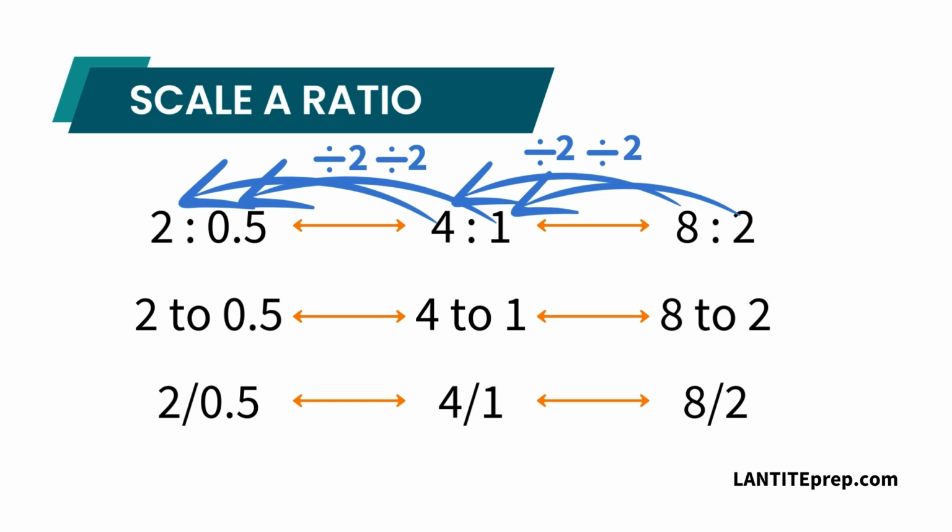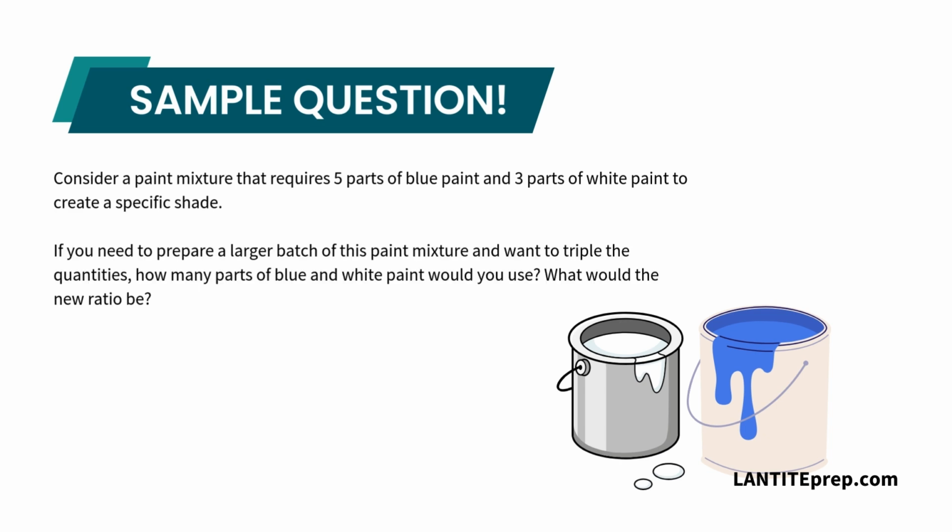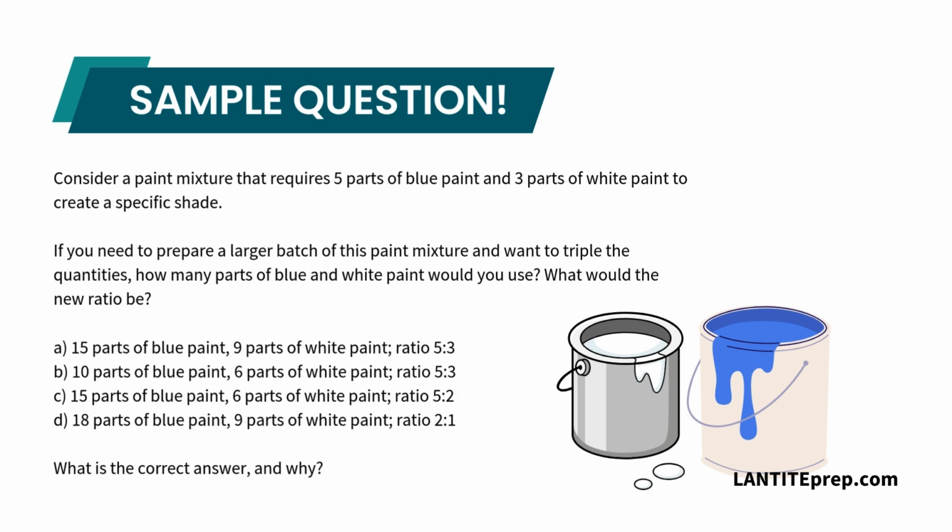In order to check our understanding, let's move to a sample question. Consider a paint mixture that requires 5 parts of blue paint and 3 parts of white paint to create a specific shade. If you need to prepare a larger batch of this paint mixture and want to triple the quantities, how many parts of blue and white paint would you use? What would the new ratio be? Pause the video. Have a look at answer options and try to select the best response. Then push play to learn the correct answer.